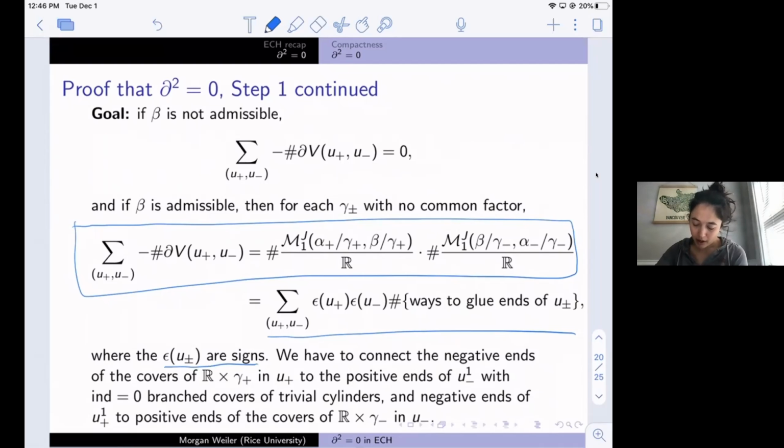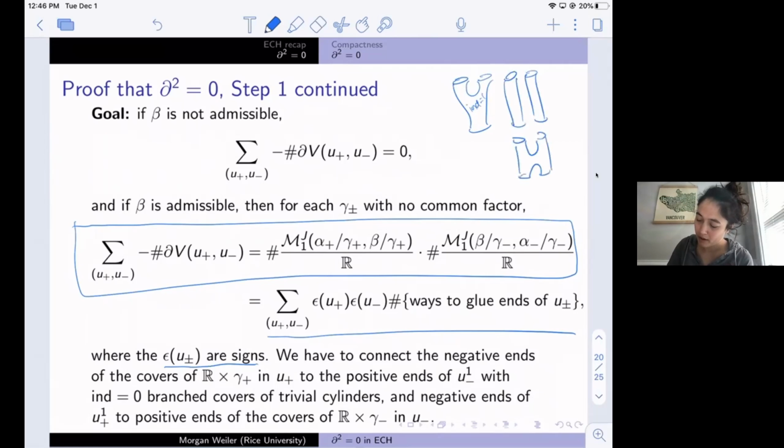So what we have to do is to understand the ways that we can glue the ends of the U plus and the U minuses. So we have this U plus and it's got some index 1 curves. And then it's got some covers of cylinders. And then U minus has got some index 1 curves. So this is U plus, this is U minus, and it's got some, maybe this is a double cover. It's got some cylinders.